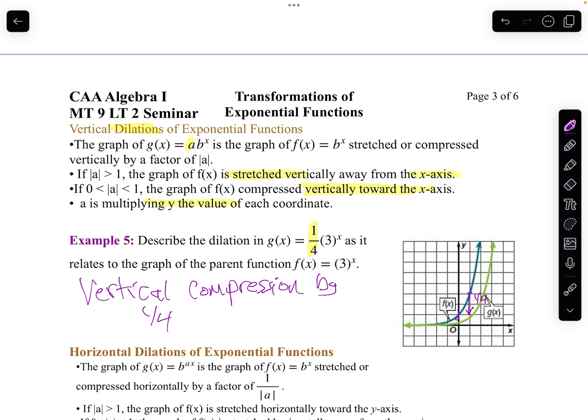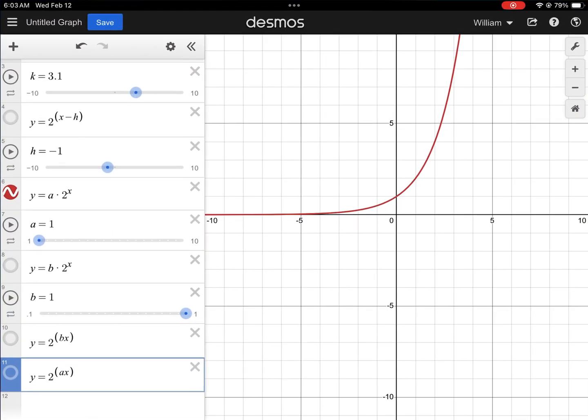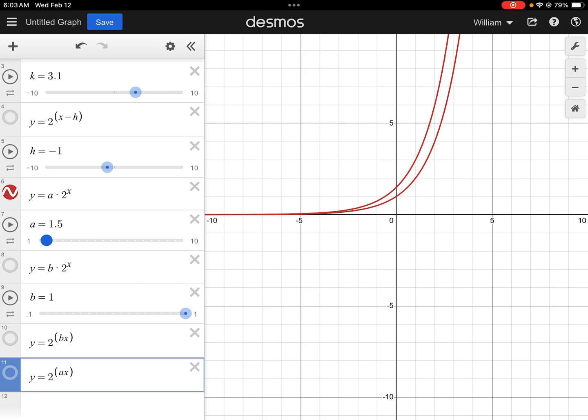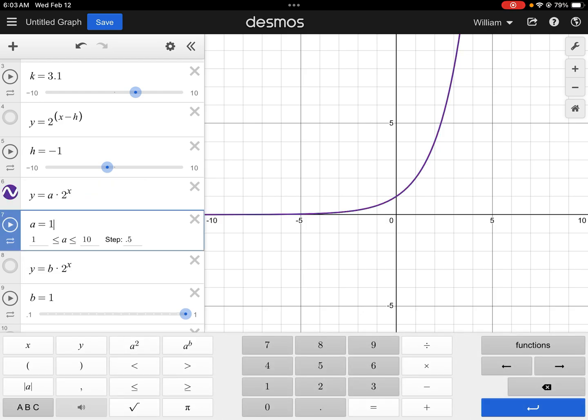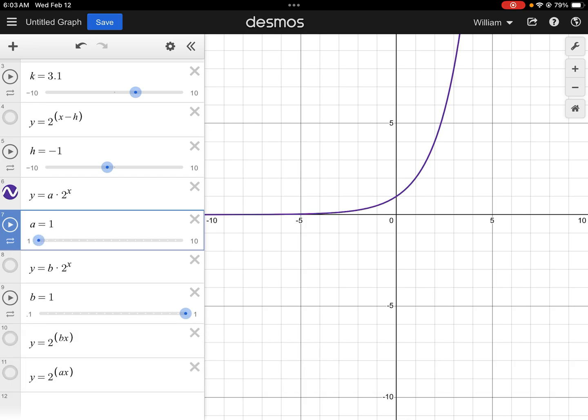We can show this in decimals. So let's say I've got y equals 2 to the x power. And what I'm going to do is multiply by a number bigger than 1. Let me switch colors here so it looks different. There we go. So now I'm going to multiply it by a number bigger than 1, and notice what happens. It stretches each of these values by a factor of a.